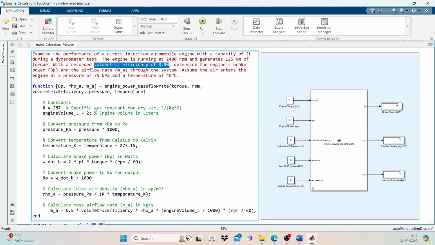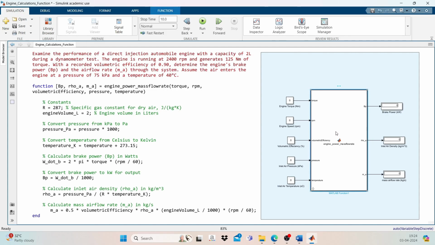Two important metrics that are very critical, the brake power and also the mass flow rate, are going to be demonstrated in this video. The identification parameters are brake power and mass flow rate. So the focus now shifts towards the Matlab function block on the right side. You can see there is a Matlab function block which is selected and placed on the Simulink canvas.